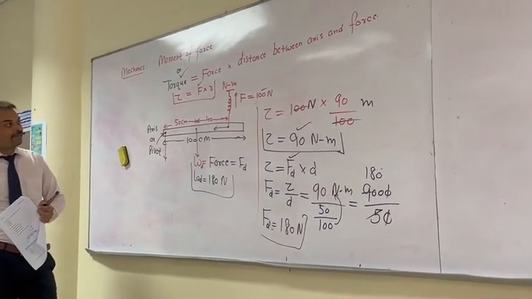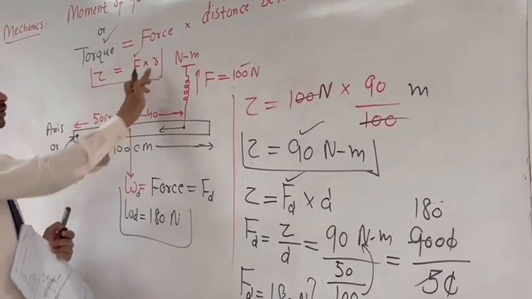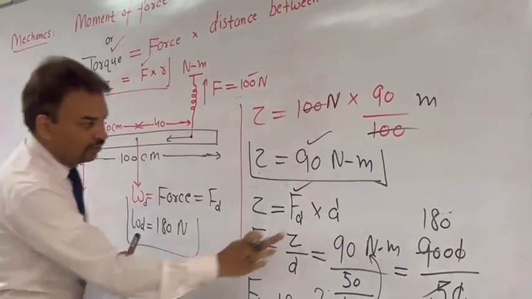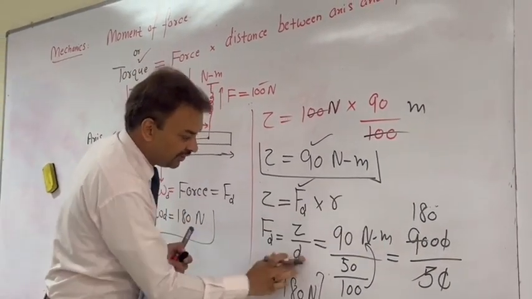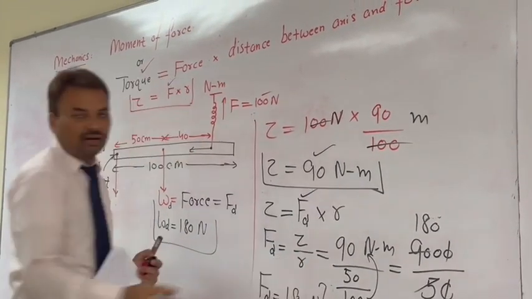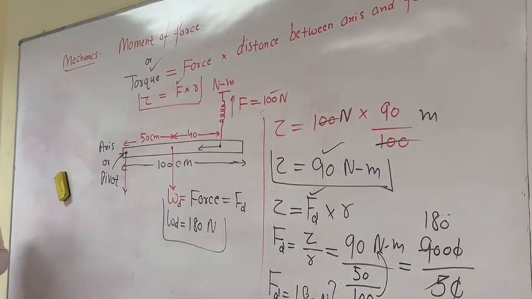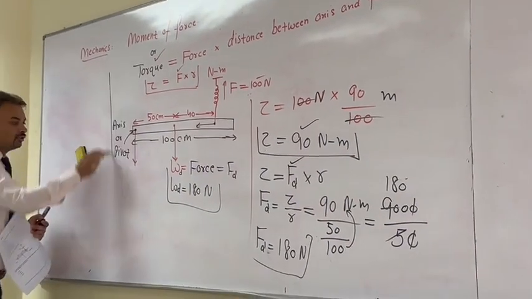Torque is equal to F times R. You can use the distance as R, or you can use D. No problem. Okay, guys, so now you try this question.